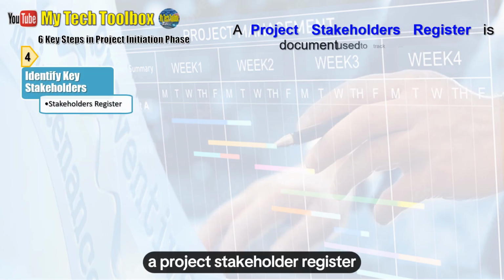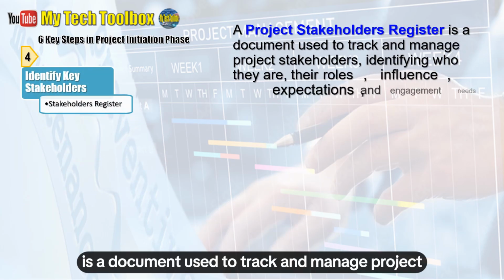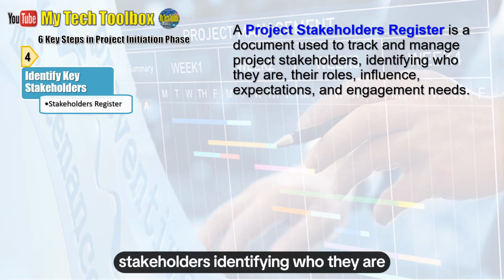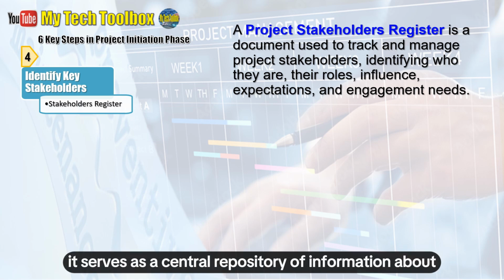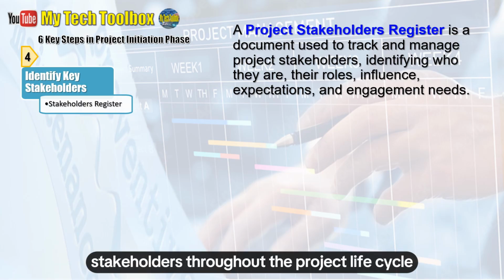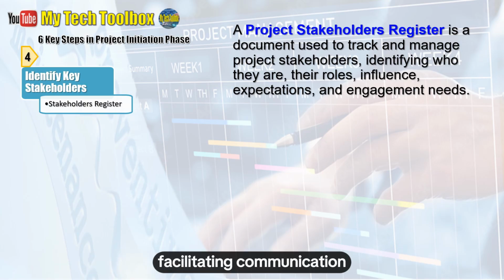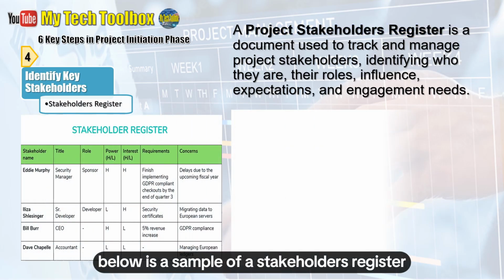A project stakeholder register is a document used to track and manage project stakeholders, identifying who they are, their roles, influence, expectations, and engagement needs. It serves as a central repository of information about stakeholders throughout the project lifecycle, facilitating communication, collaboration, and risk mitigation. Below is a sample of a stakeholders register.